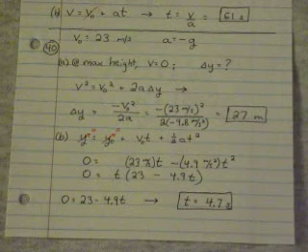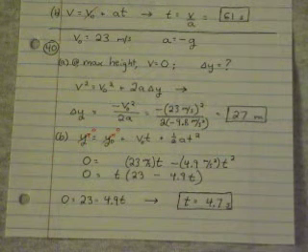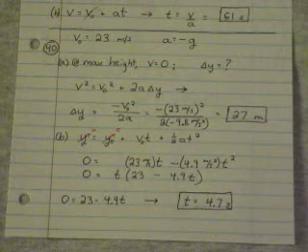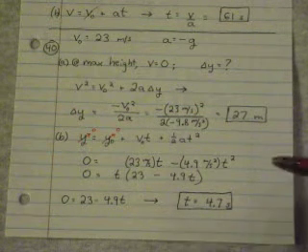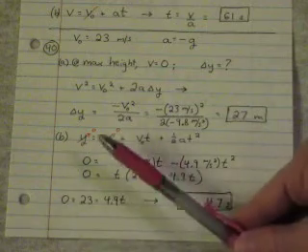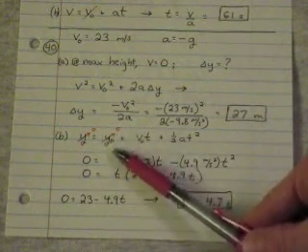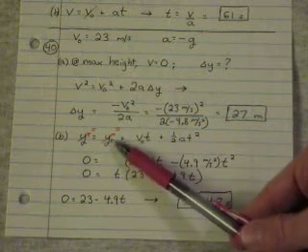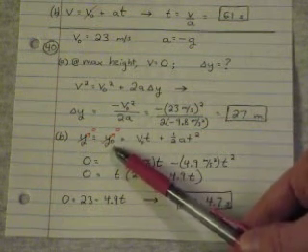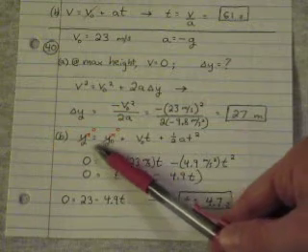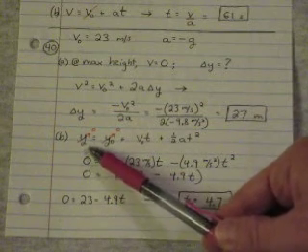Now, question B asks, how long is it in the air? For how much time? So here's one way to do it. It starts at some height. We'll just call that a height of 0. You can call it anything you want, but we'll just call it 0. Whatever height it starts at, it'll end at that same height. So we'll call that 0.